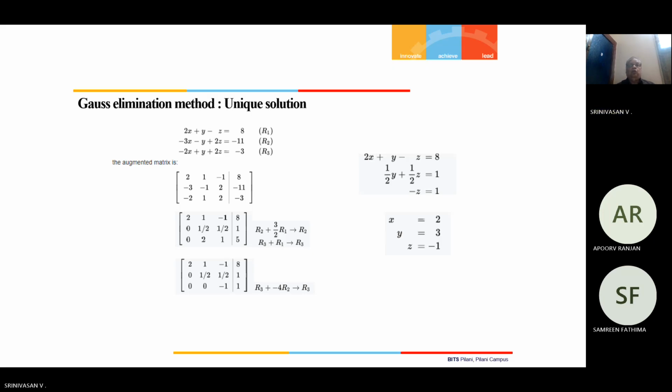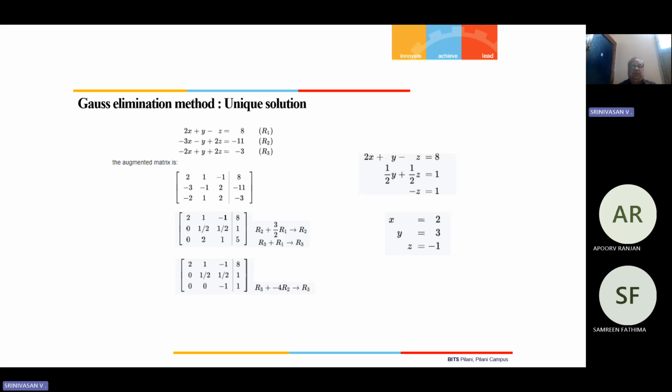You have 2, 1, 1, 8, -3, -1, 2, -11, -2, 1, 2, -3, and so on. So keeping R1 fixed, look at the first row, first column element; it is to be non-zero. That is very, very important. If it is 0, interchange with any of the 2 other rows. Then you may have one doubt: what if there are also zeros? It will not be like that. Definitely there will be at least one row in which there is a non-zero in the very first column itself. Then only can we go about using this Gauss elimination.